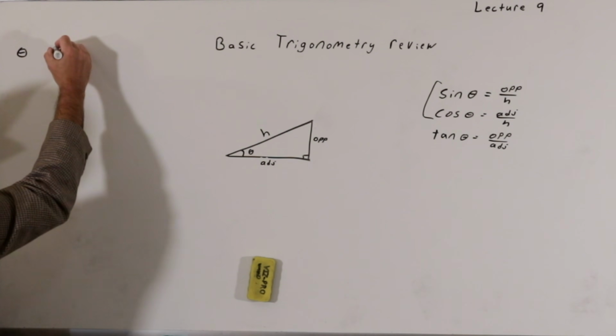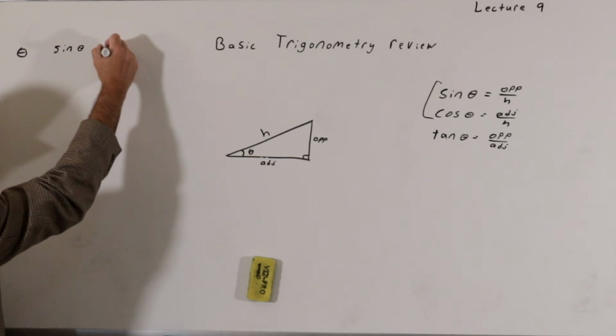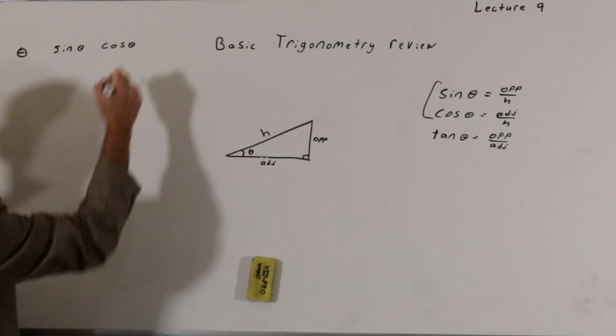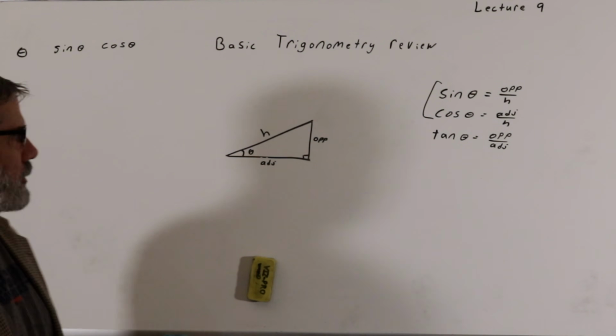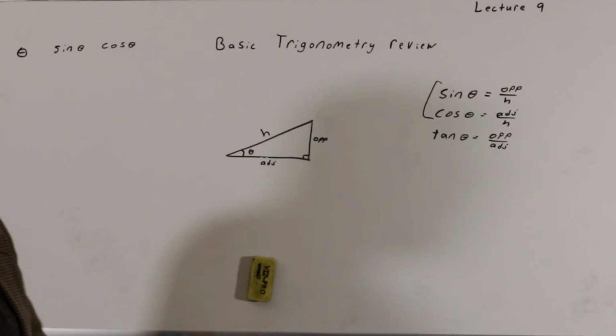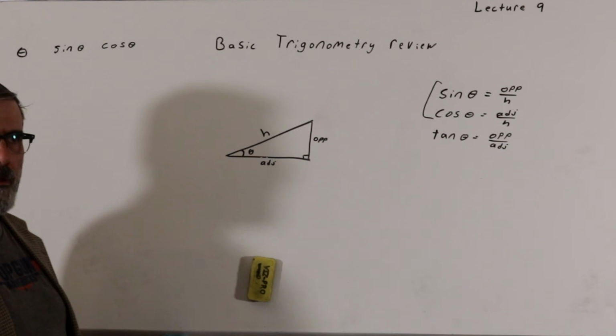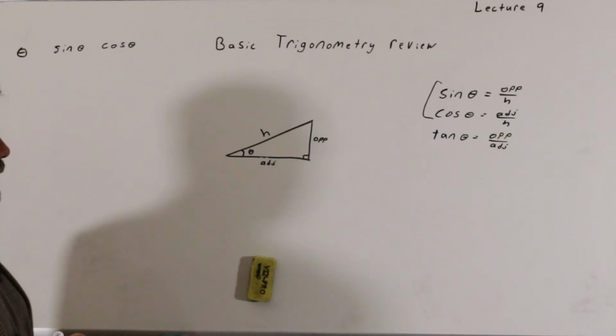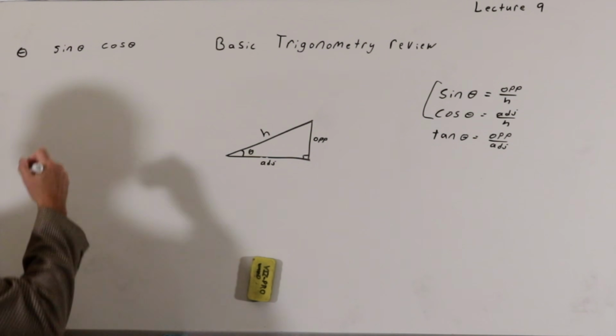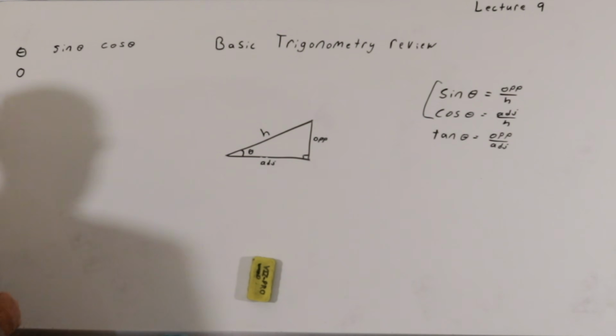So let me just write the sine of theta, and also I'm going to give you the cosine of theta. If you need the tangent of theta, you can again take the ratio of the sine to the cosine, but I don't think we're going to have a lot of use for the tangent of theta in this course. So the first angle to consider is 0 degrees.